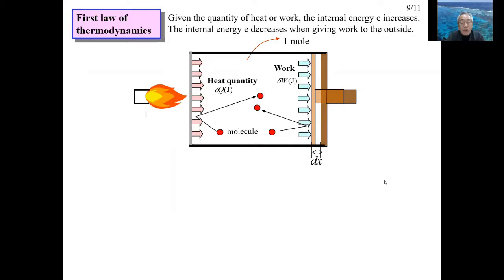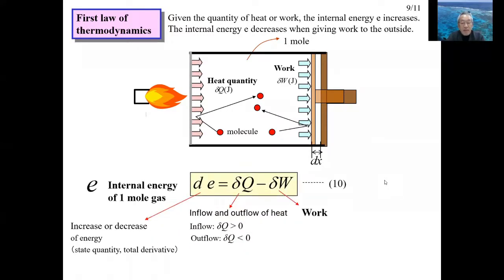The pressure that pushes the piston is microscopically the force that is generated by the gas molecules colliding with the wall of the piston. The first law of thermodynamics can be expressed as equation 10, shown in the yellow frame. E is the internal energy of 1 mole of gas. Delta Q represents the amount of heat inflow or outflow, and delta W represents work. Delta Q is positive for inflow and negative for outflow.